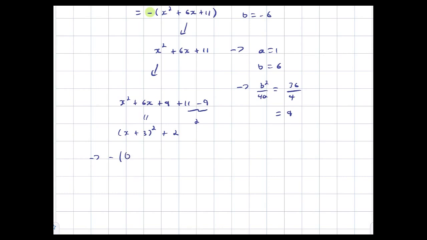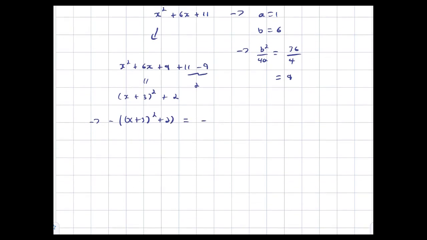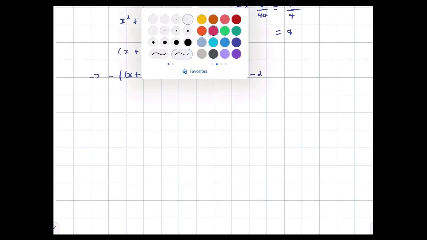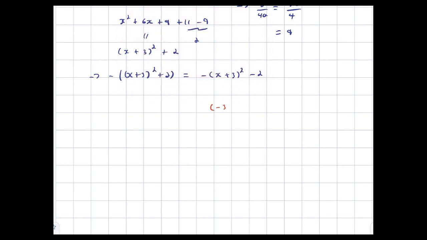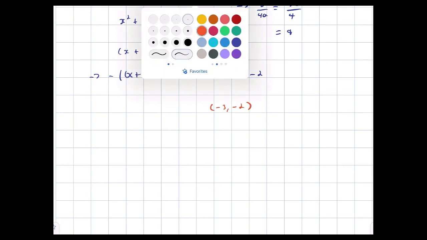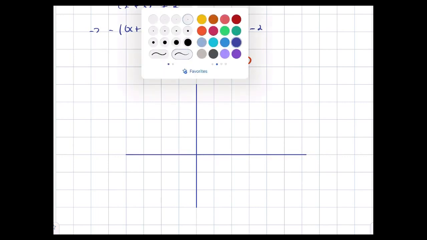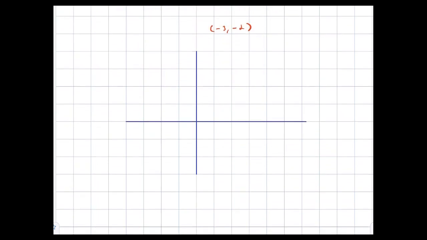So I get negative x plus 3 squared plus 2 is going to be negative x plus 3 squared minus 2. And so now I can see that, let me do this in orange again, the vertex is at negative 3, negative 2. And this thing is downward facing. This is a downward facing quadratic. So it's going to be a maximum. The maximum value of this thing is negative 3 and negative 2. It's going to look something like this. Terrific. Okay. There we go.